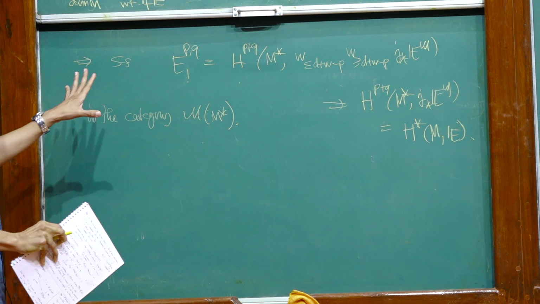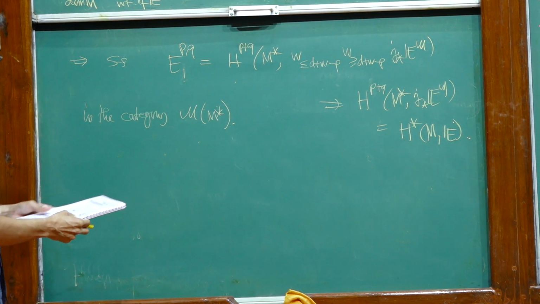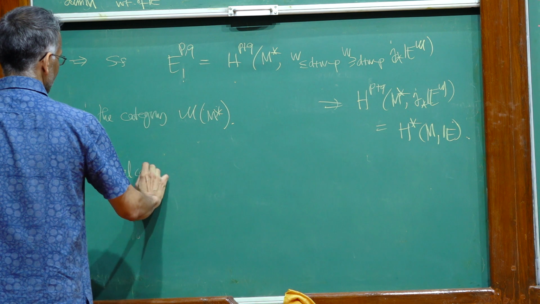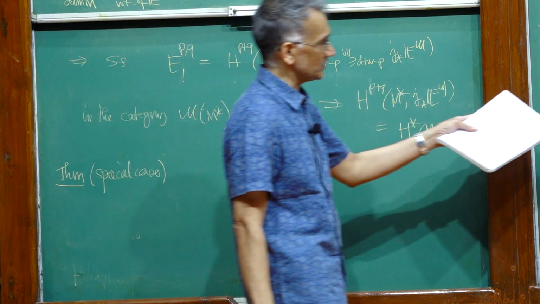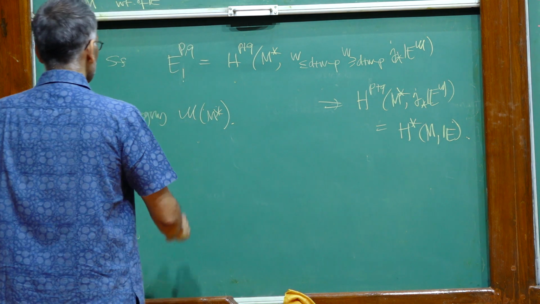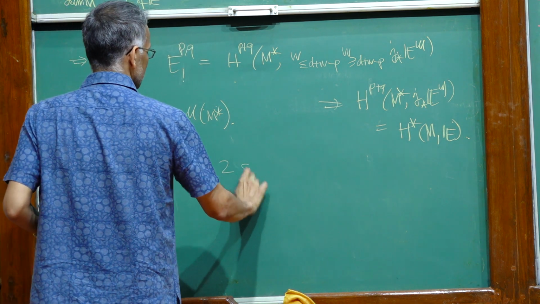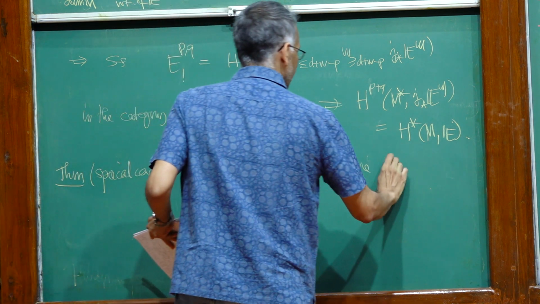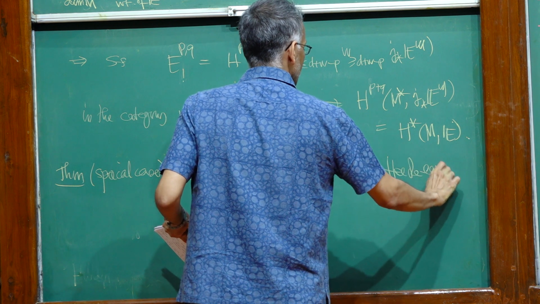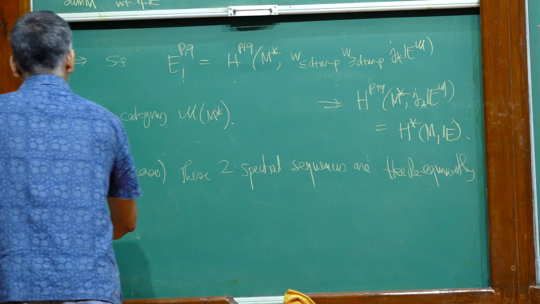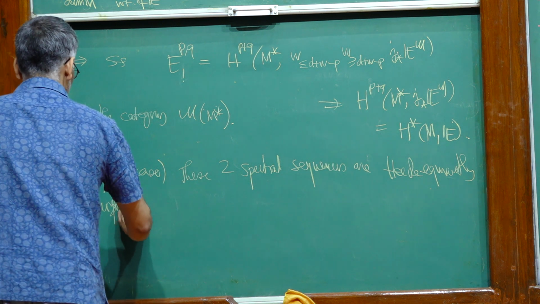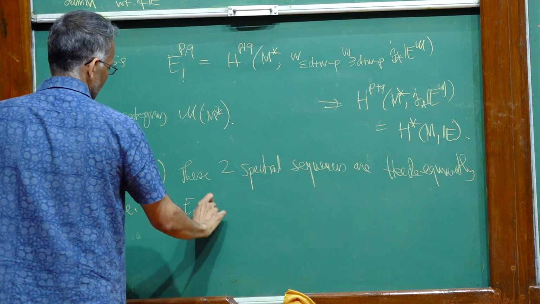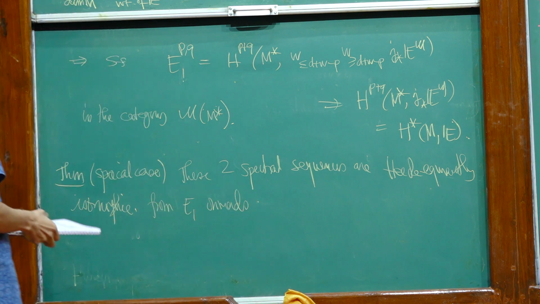So there is a spectral sequence like this, and maybe the more precise theorem. This is a precise theorem, but this is a special case because I am treating one particular filtration, which I'll tell you about later. So these two spectral sequences are Hecke equivariantly isomorphic, canonically and all those words, from E1 on. So this is a precise version of the previous theorem.